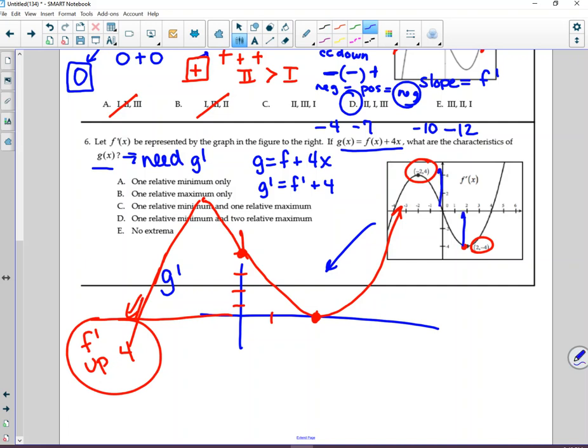Everything goes above the x-axis. This moves up, this moves up, this moves up. Everything is now touching or above the x-axis except something right down here. So I have G prime with negative and then everybody else positive. One relative min is all we're going to have on G.